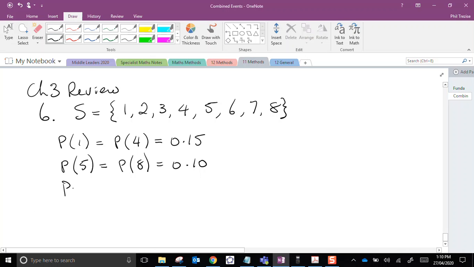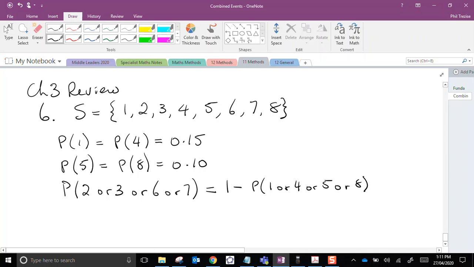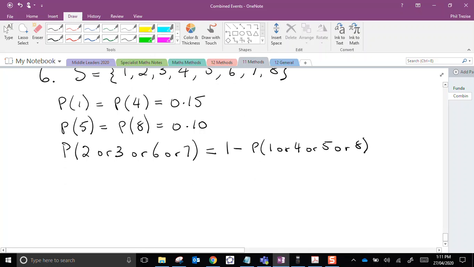Well, the probability of a 2 or a 3, so the 2 and the 3 weren't in this list, the 4 was, the 5 was, or a 6 or a 7, well, how much is left over? It must be 1 minus the chance of getting a 1, or the chance of getting a 4, or the chance of getting a 5, or the chance of getting an 8. I mean, it's got to be either one of the numbers. You can't have like a 9 or something silly like that.